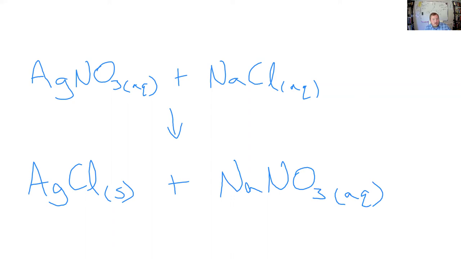This reaction is a precipitation reaction. It's not a redox reaction because, again, silver started with a plus one charge and nitrate started with a minus one charge. Sodium started with a plus one, chloride started with a minus one. In our products, everything still has the same charge. The silver is still plus one, the chloride is still minus one.